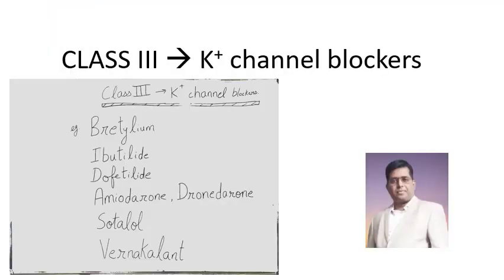Class 3 antiarrhythmic drugs are potassium channel blockers. Examples include bretylium, ibutilide, dofetilide, amiodarone, dronedarone, sotalol, and vernakalant.